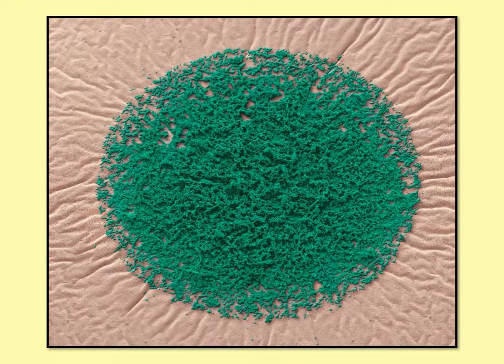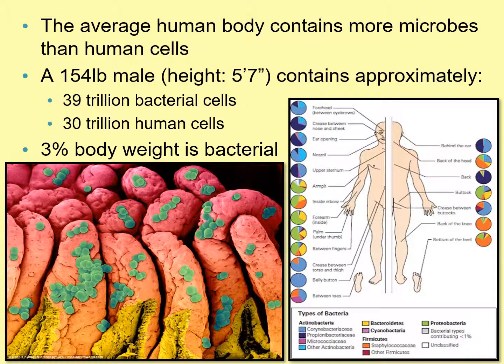This is a single colony of bacteria from a 4-day-old baby's gut. Bacteria, again, are everywhere. And surprisingly, there are actually more bacteria in a human body than human cells. A 154-pound male, a height about 5'7", contains approximately 39 trillion bacterial cells, compared to only 30 trillion human cells. This is a ratio of about 1.3 to 1.